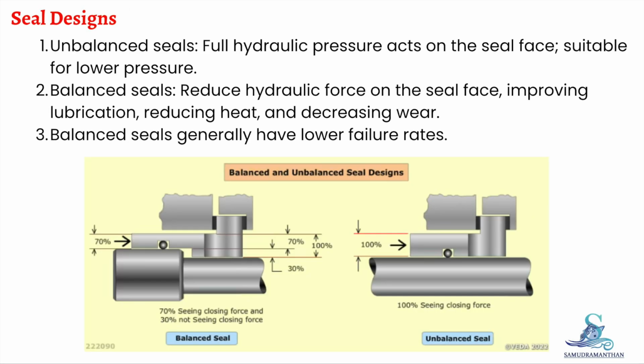Seal designs. Mechanical seals can be either unbalanced or balanced. In unbalanced seals, the full hydraulic pressure acts on the seal face, which limits their maximum operating pressure. Balanced seals reduce hydraulic forces on the seal face, improving lubrication, minimizing heat generation, and reducing wear. Balanced seals are generally more reliable and can handle higher pressures and speeds than unbalanced designs.